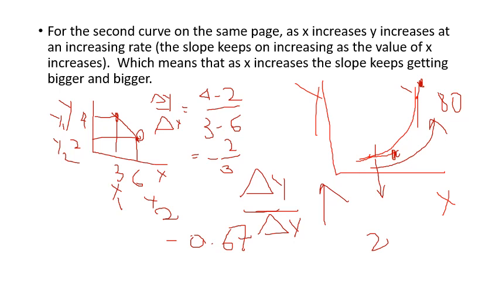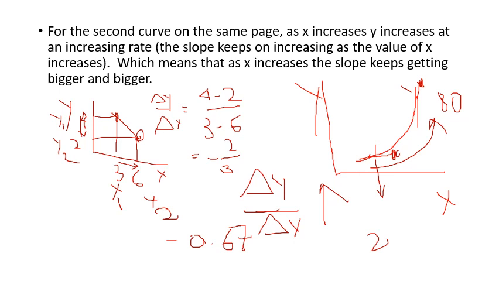What does a slope of minus 0.67 mean? It means that as x goes up by 1 unit, y will go down by 0.67 units. This is the meaning of it. Every time they tell you what will happen to y when x goes up by 1 unit, remember here, x did not go up by 1 unit. x went up by 3 units, and as a result, y went down by 2 units.